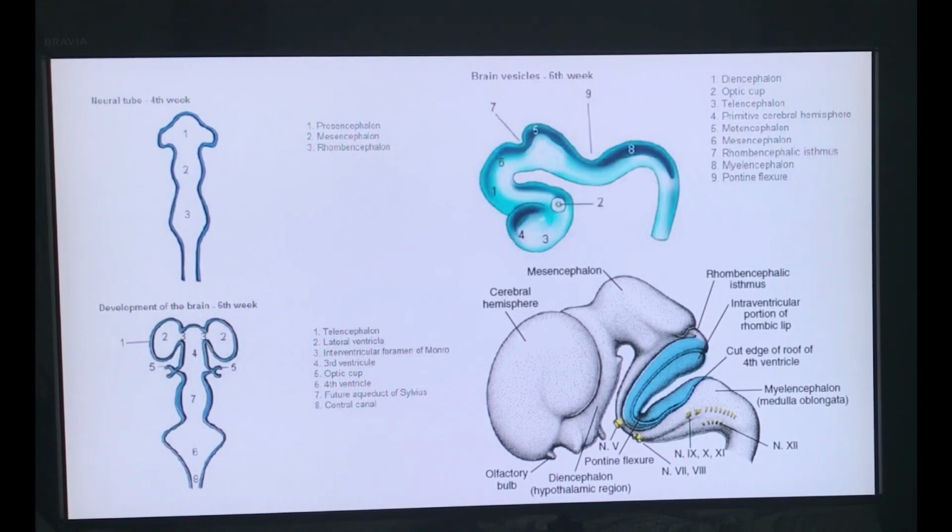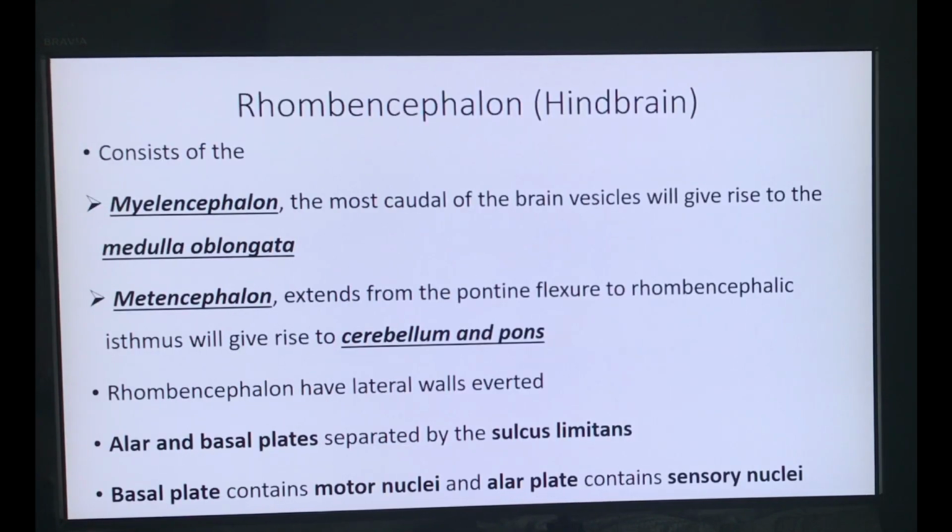Let us know in detail about the rhombencephalon, the hindbrain. It consists of the myelencephalon and metencephalon. The myelencephalon is the most caudal of the brain vesicles, which will give rise to the medulla oblongata. The metencephalon will give rise to the cerebellum and pons. As I mentioned, it has the same features as the spinal cord. Two plates are formed due to the further addition of neuroblast cells, which develop from the neuroepithelial cells lining the wall of the tube.